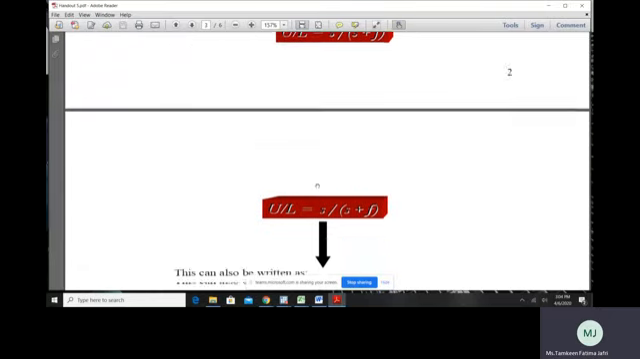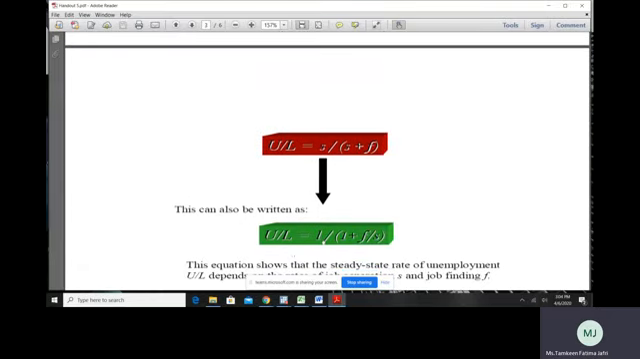Let me clarify here that S and F must be measured as fractions. So if you have the information that the job separation rate is 30% or 0.3, and the job finding rate in the economy is 50% or 0.5, plugging these values into this formula, you can easily find the steady state of unemployment, or the natural rate of unemployment, in this economy. We can also write this equation in this way; it's the same thing.